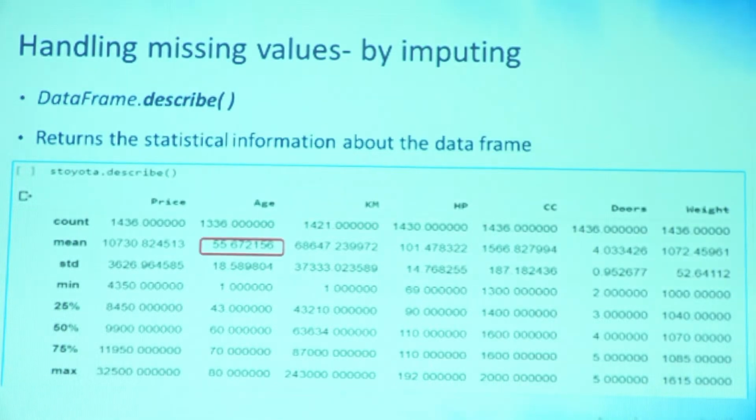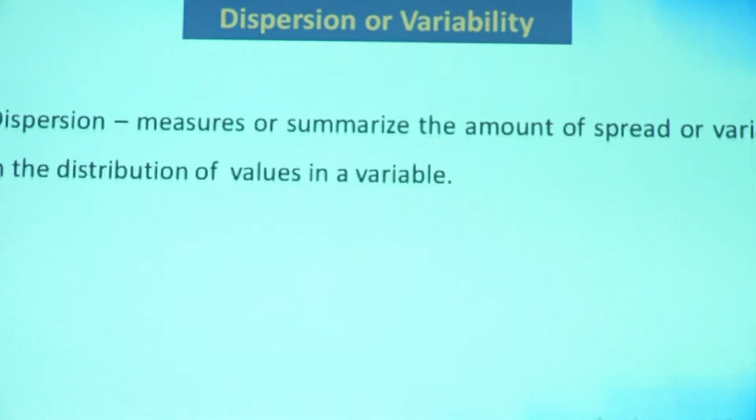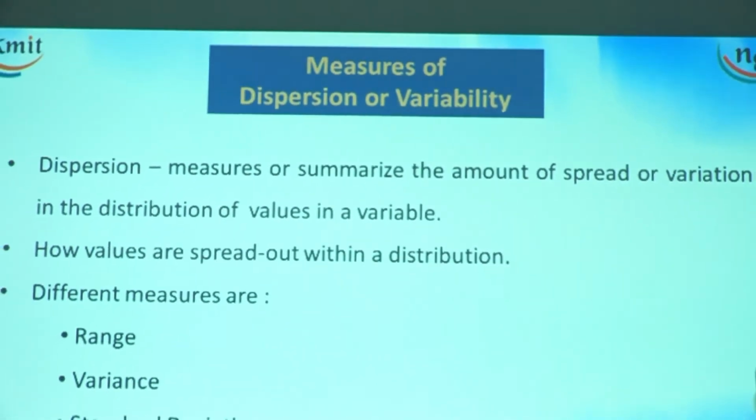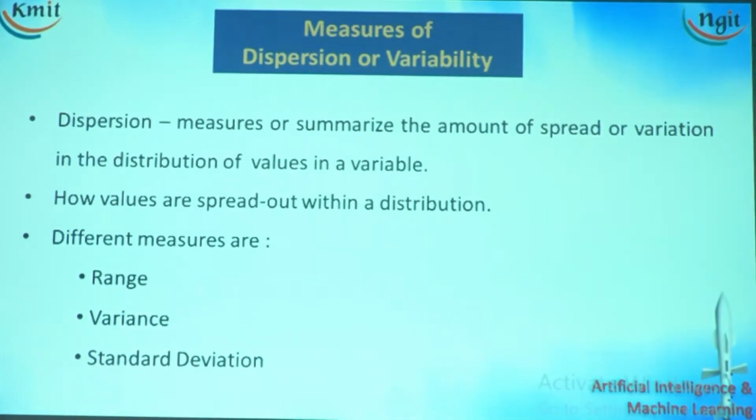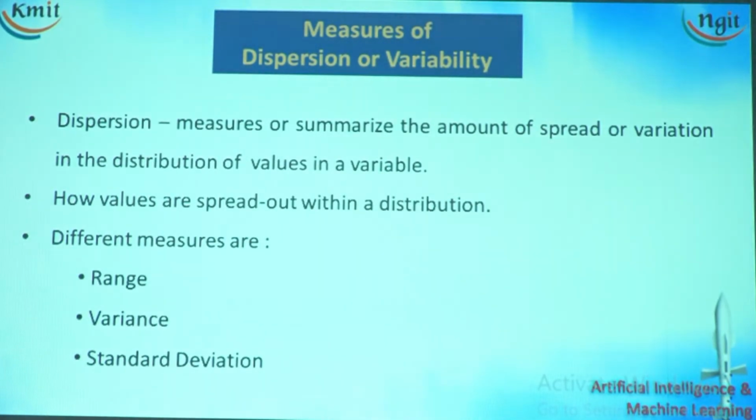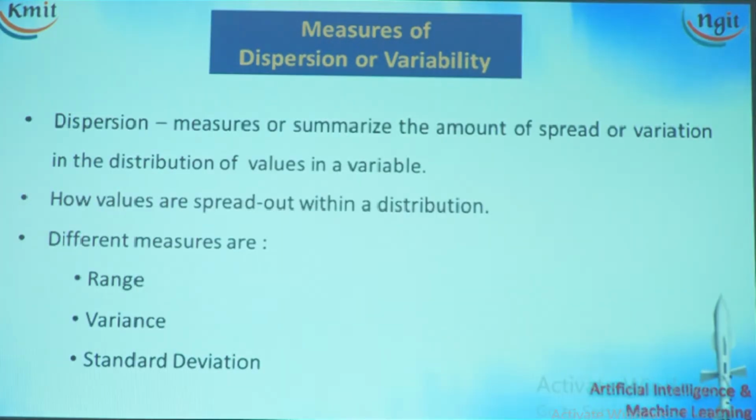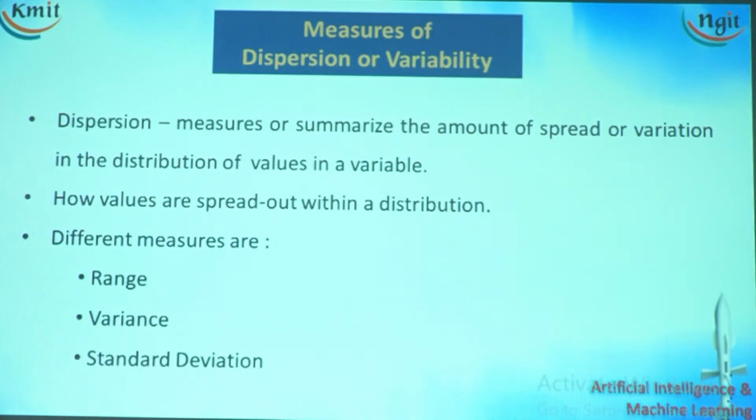Now second, anyways. Now let's talk about dispersion in general. I am not talking about this data set. I am giving you this information in general. What is dispersion? Till now we saw central tendency. Dispersion is a measure of the amount of spread or variation of the values in your data set. So I told you different measures for dispersion are range, variance, standard deviation. One more I told: quartiles.